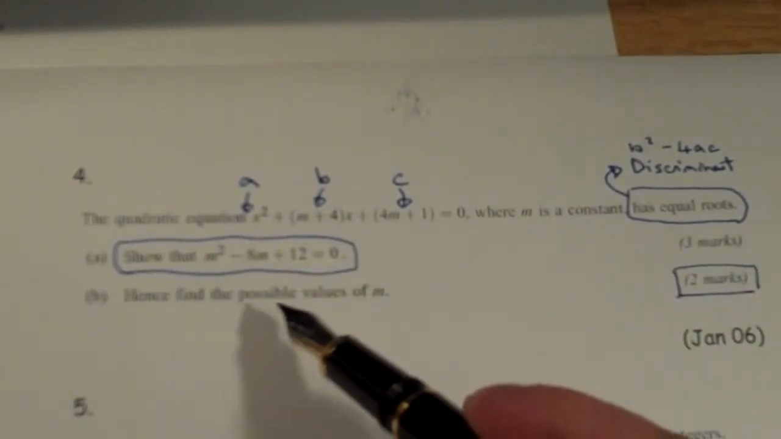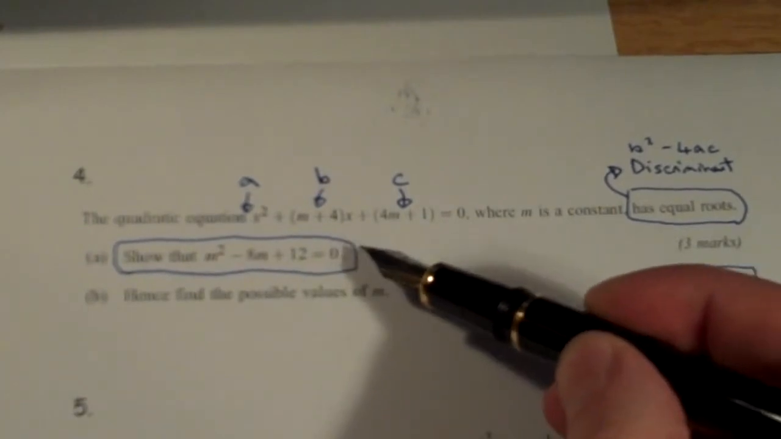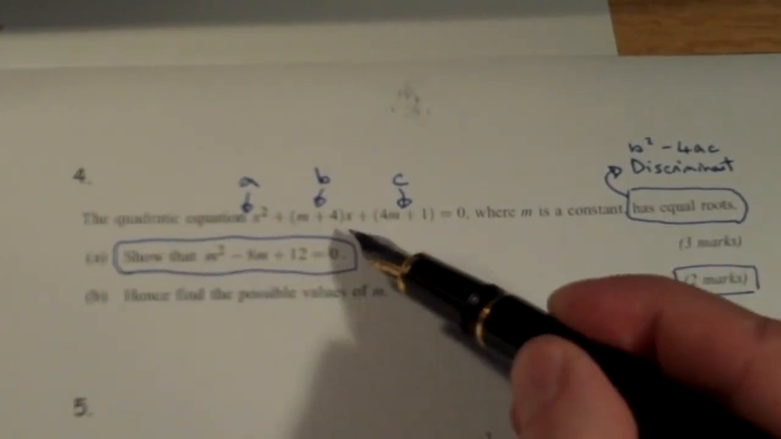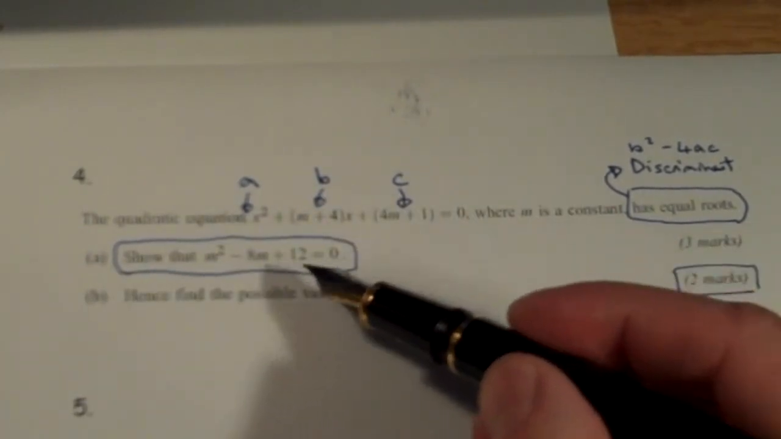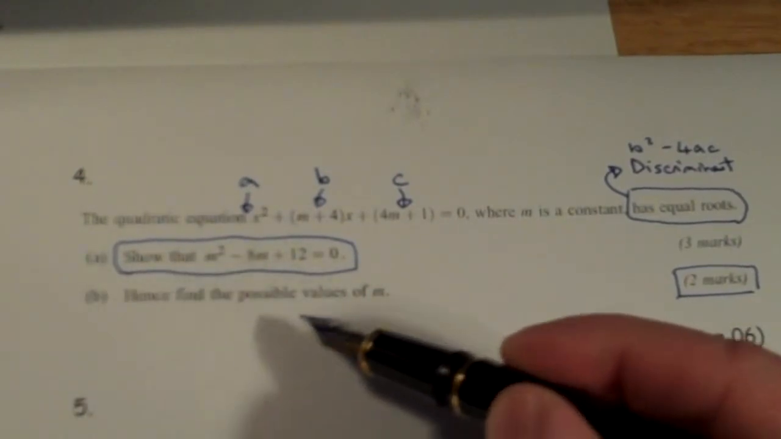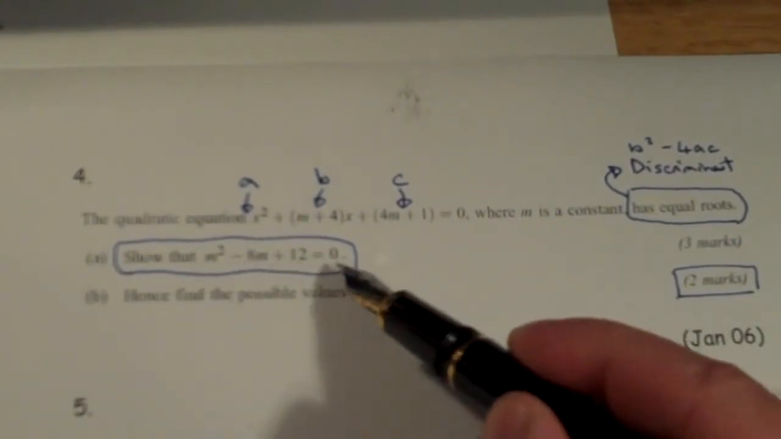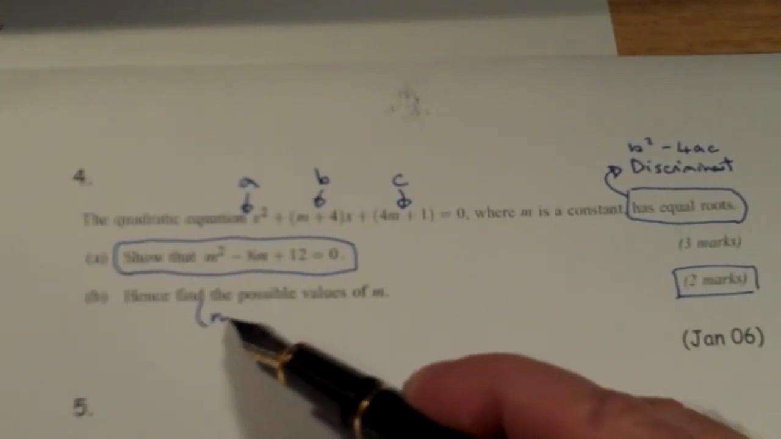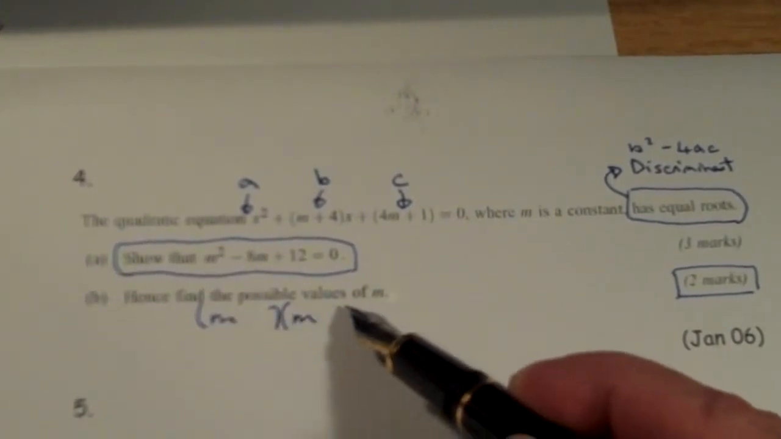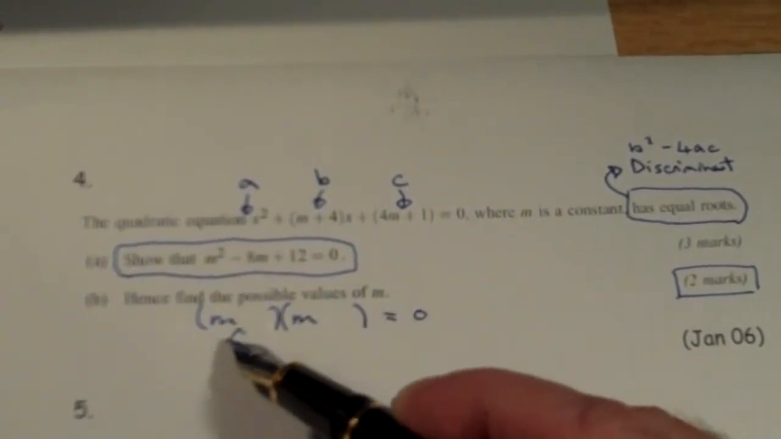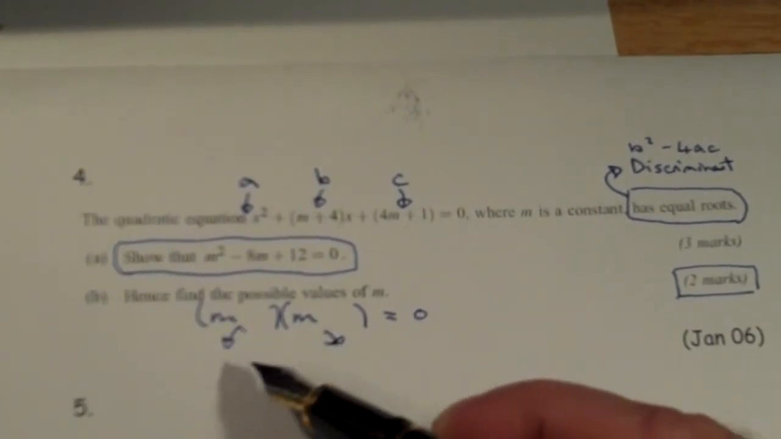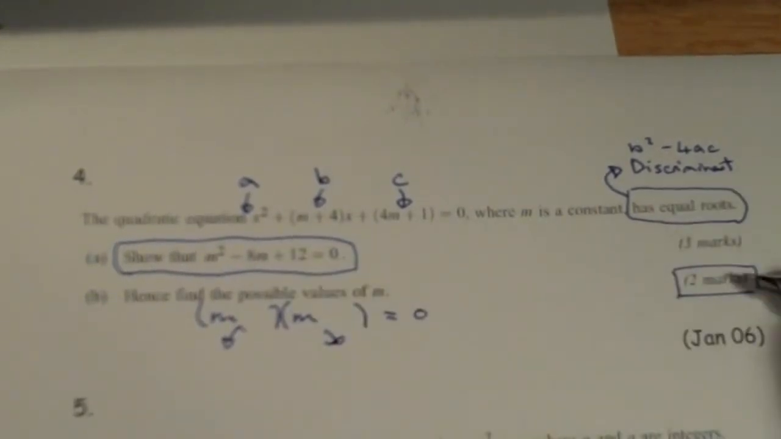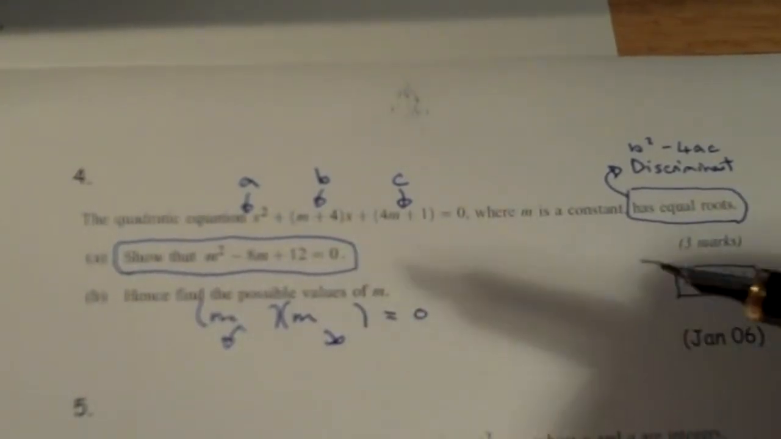In part B, find the possible values of m, having got a quadratic equation for m. You can ignore the previous part of the question. B follows on from A. So if you can solve this equation, two brackets, factorise the quadratic in the normal way, equals 0, possibilities from there, two values of m, and the last two marks out of the 5 you can get even if you were bamboozled by the first part of the question.